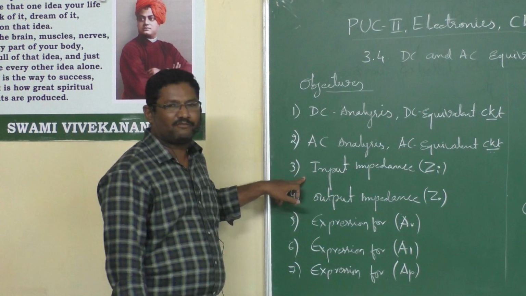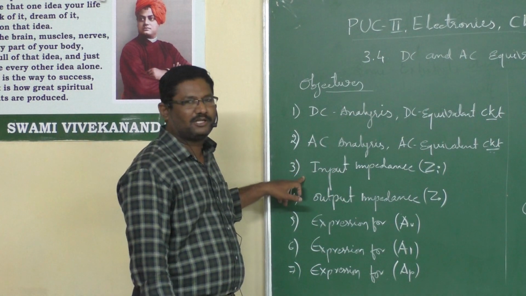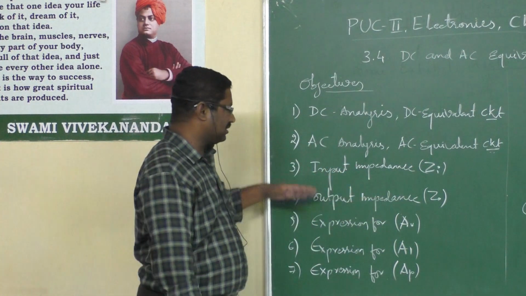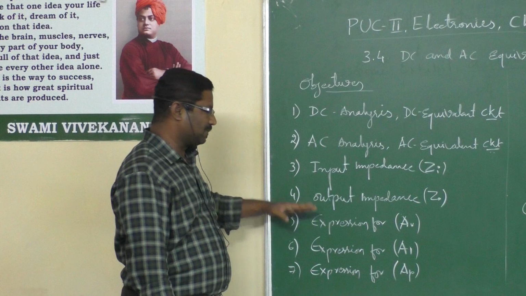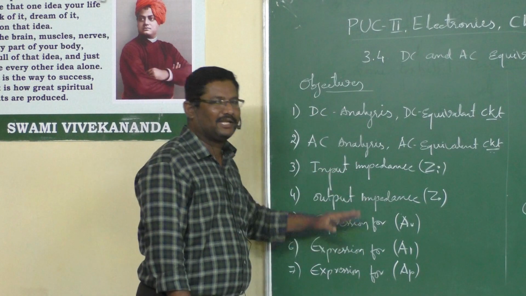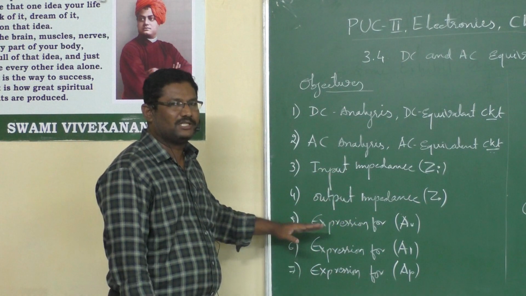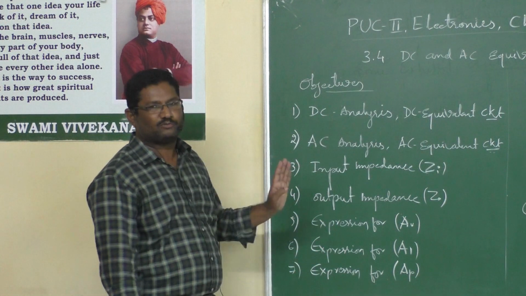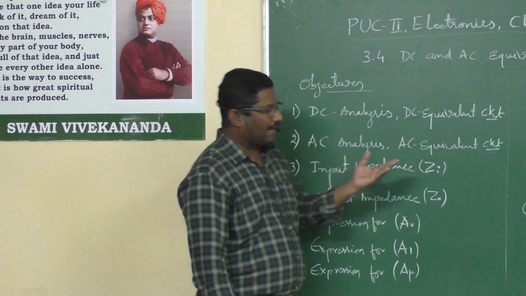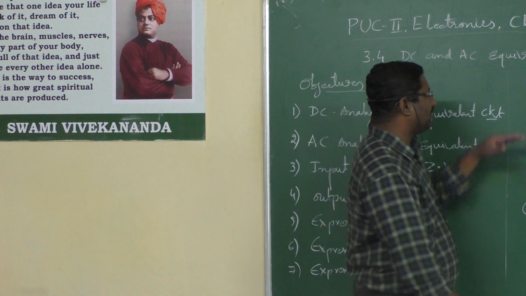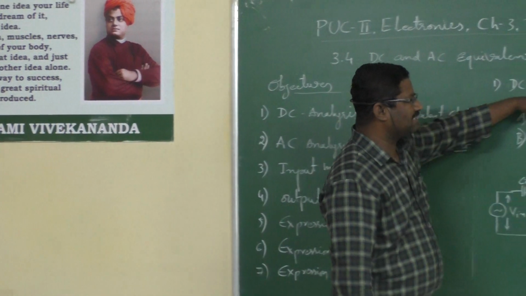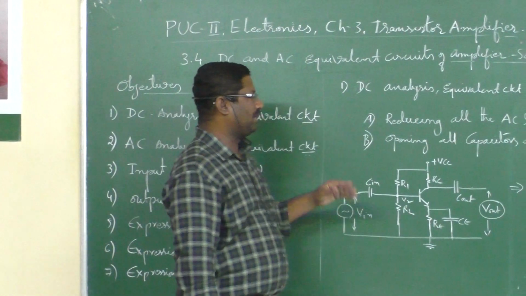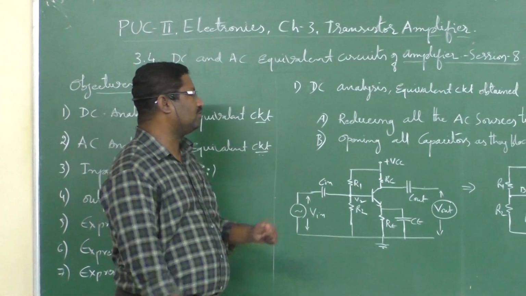And then we are writing the expression for the input impedance. What do you mean by input impedance, and what are the expressions, and similarly output impedance, and then expressions for voltage gain, current gain, and the product of voltage gain and current gain is nothing but the power gain. So these are the 7 objectives of today's class. And we'll start with the first one. So what is that first one? DC analysis, and the DC equivalent circuit is obtained.